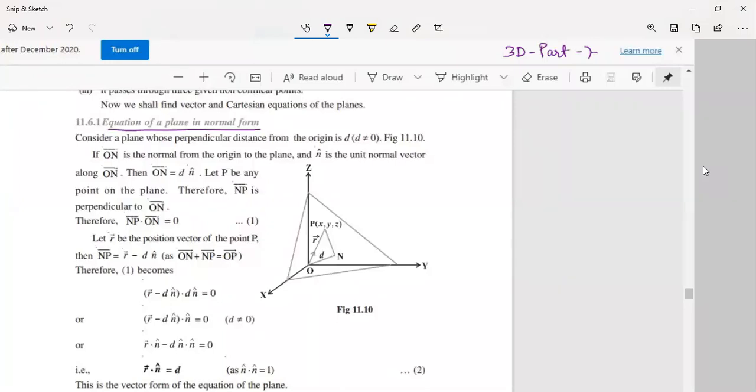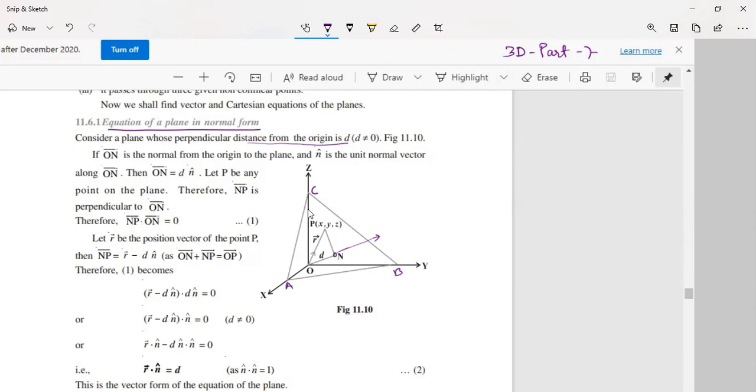This is a plane, which you can take with points A, B, and C. Just imagine this is a 3D diagram. ON is the perpendicular on the plane. From the plane it is coming out, and this is the perpendicular distance from the origin, which is denoted by ON.